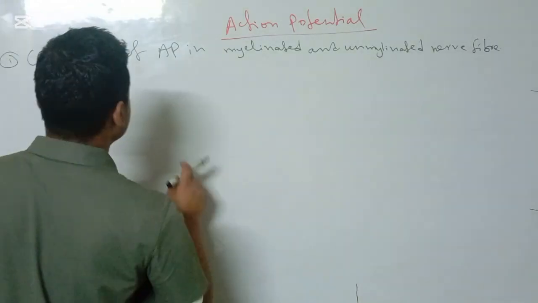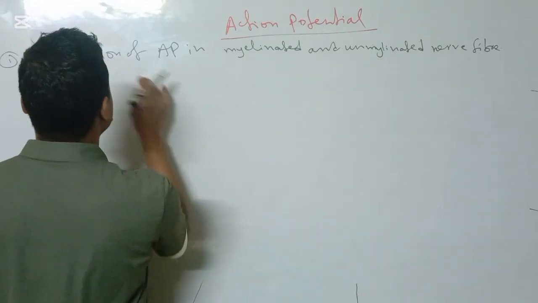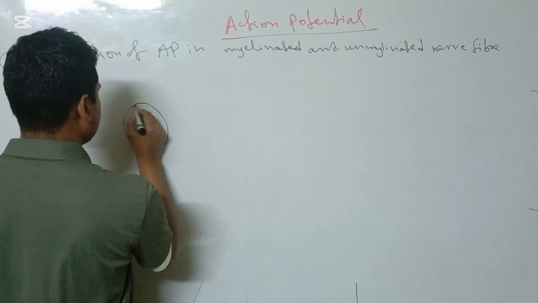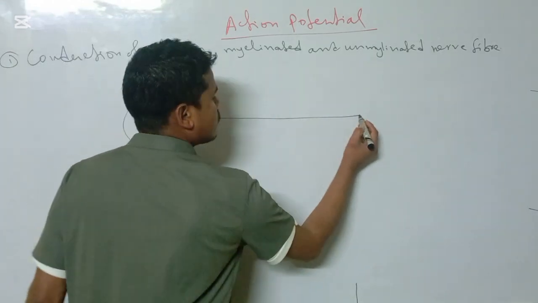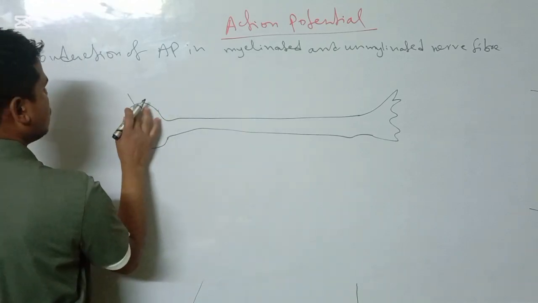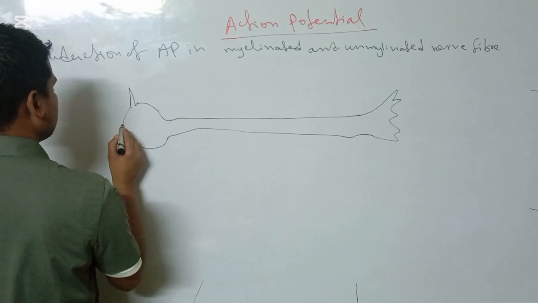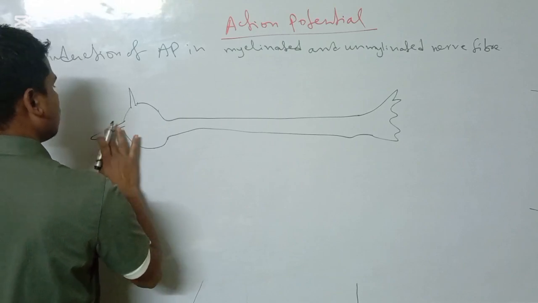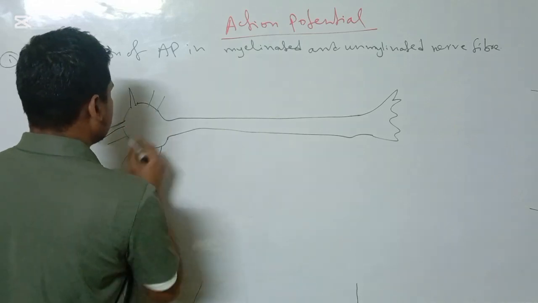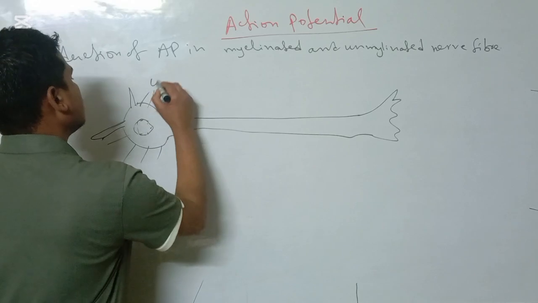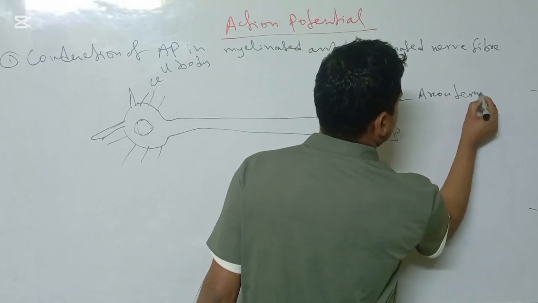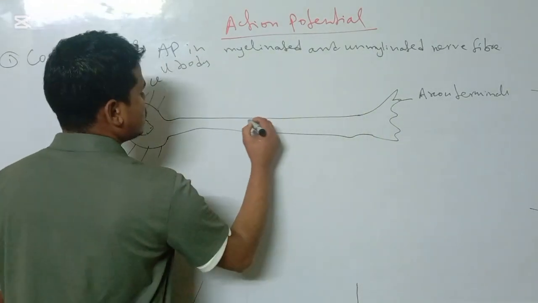Myelination generally increases the rate of transmission of the nerve impulse. How? I will be showing here. Let's suppose this is a multipolar neuron. Here will be dendrites, let's suppose this is the cell body, there will be a nucleus, this is the cell body, this is the axon terminals, and this is the axon.